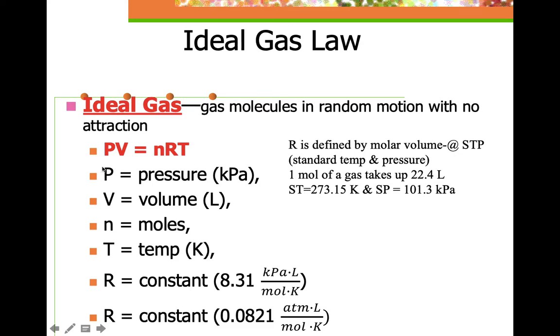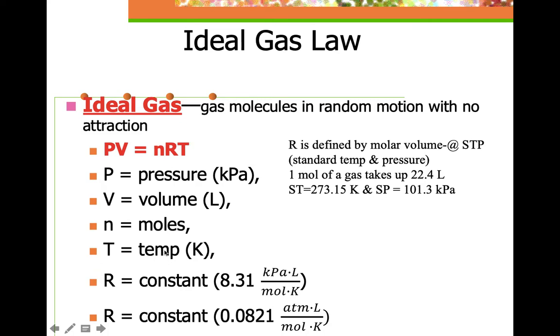A way I like to remember it is PIV-NERT. Get it? PIV-NERT. So P stands for pressure, V stands for volume, n stands for number of moles, which is something new, which kind of differentiates the ideal gas law from the other gas laws we talk about. R, which is a constant, and T stands for temperature.